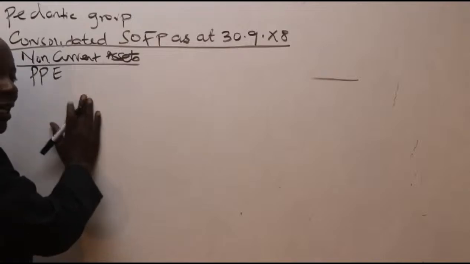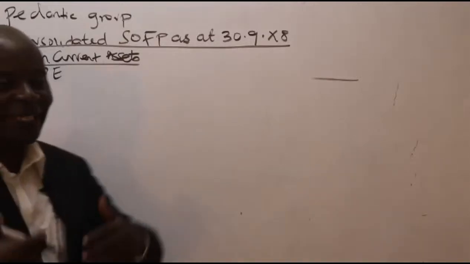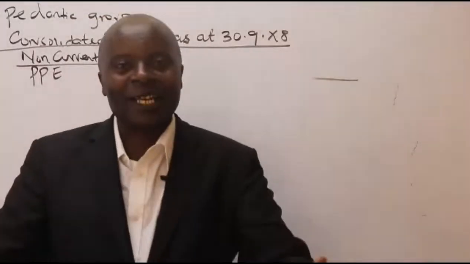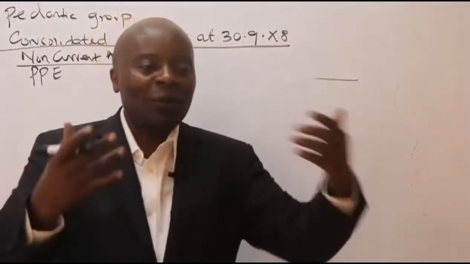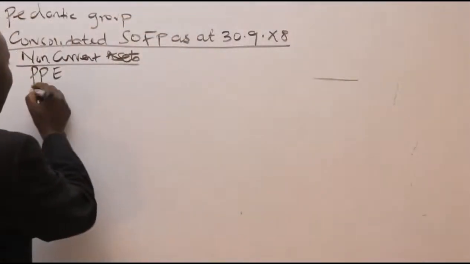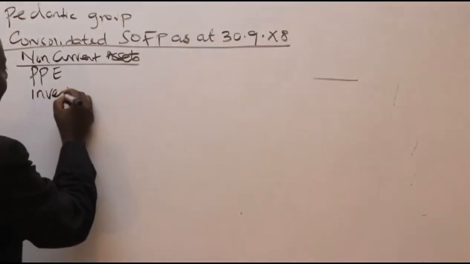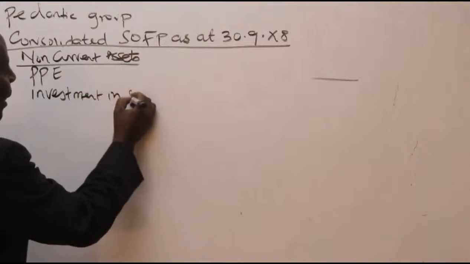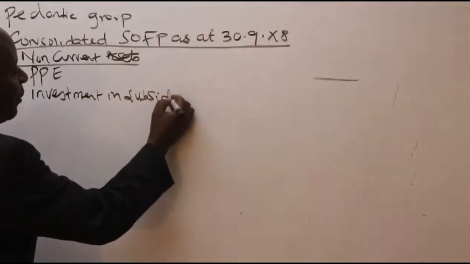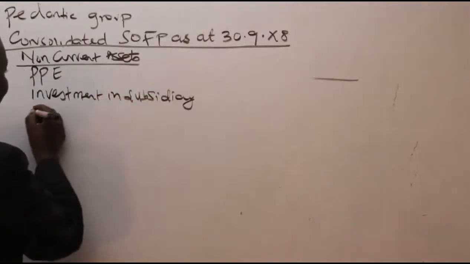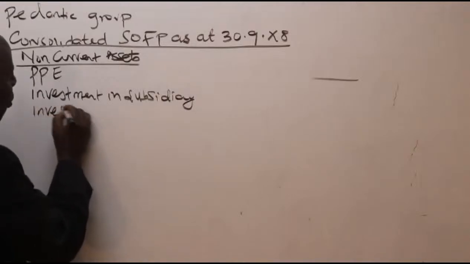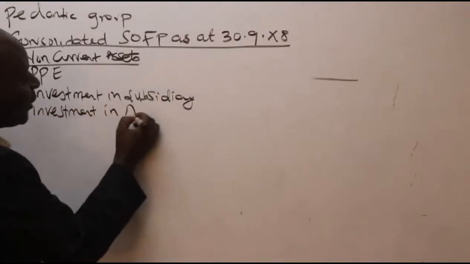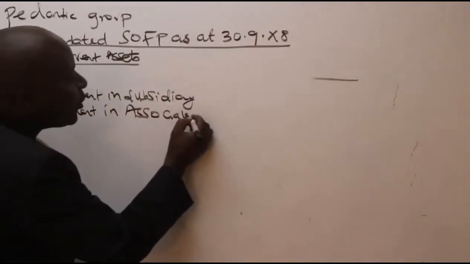Then we have got other non-current assets that we shall be getting cash flows from in the future, I mean. Like we have our subsidiary. So I have another line here called investment in subsidiary, investment in subsidiary. And then we shall be having another line here called investment in associate. Investment in associate is okay.